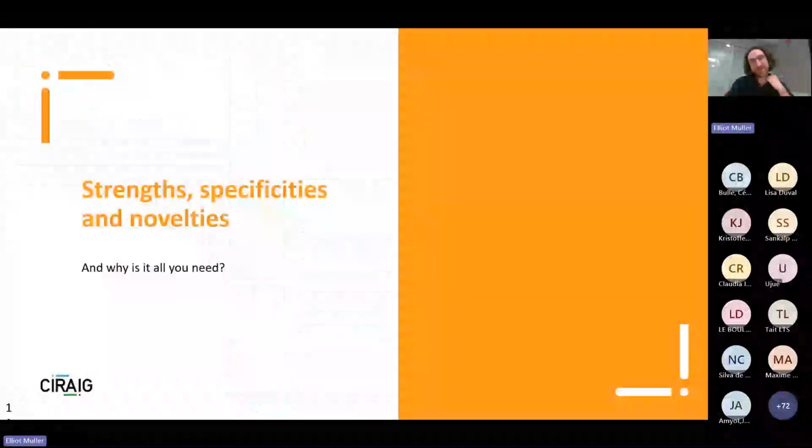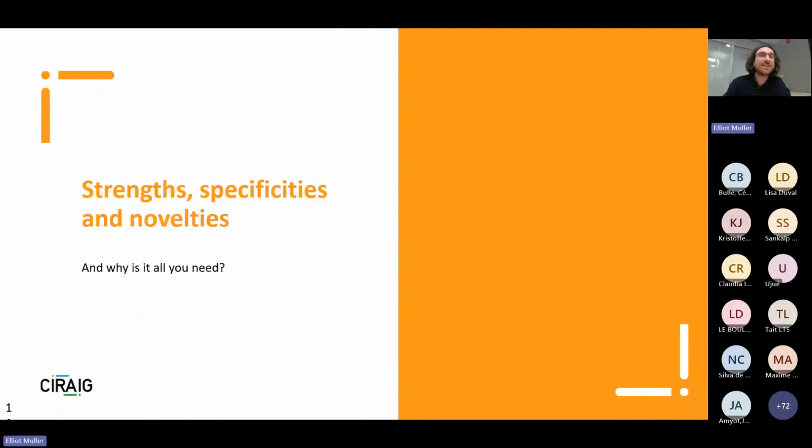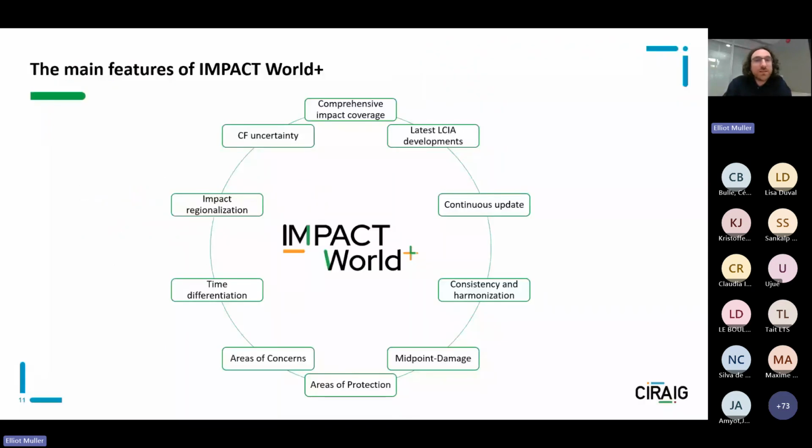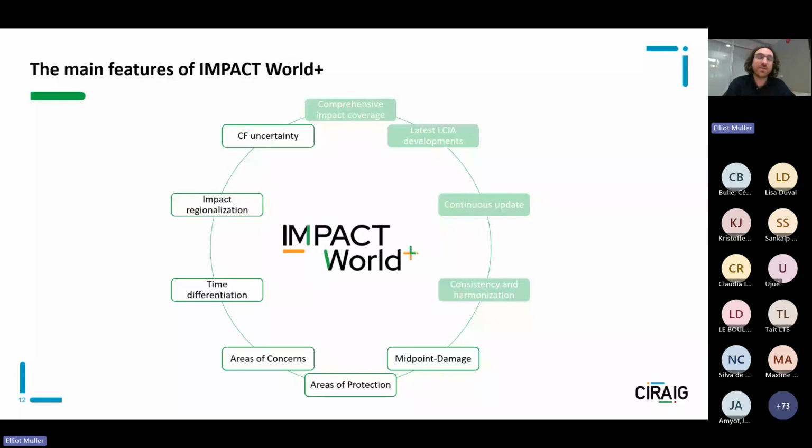So now, let's take a deep dive in the different strengths, specificities, and novelties of Impact World Plus. So those are the main features of Impact World Plus that we deem important and that we want to present to you today. So first, the first four that I already talked a little bit about earlier are going to be covering the comprehensive impact coverage of Impact World Plus, the fact that it includes the latest LCIA developments, that it is based on a process of continuous update, and that it has been developed with consistency and harmonization in mind.